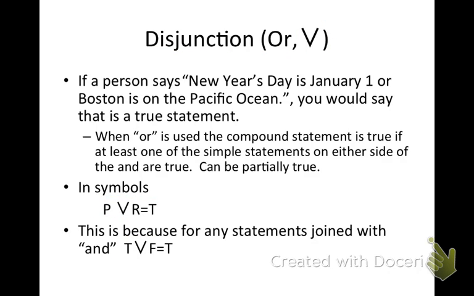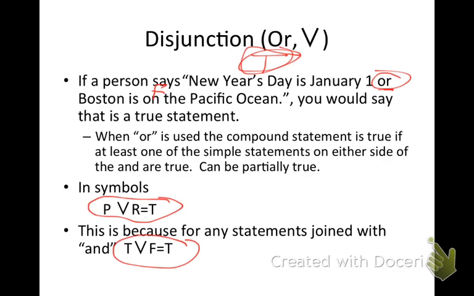Again, with disjunction, let's look at one different statement. New Year's Day is January 1st, or Boston is on the Pacific Ocean. I gave you a choice, one or the other. If one of them is true, then my statement is true. Now, you can say Boston's not on the Pacific Ocean, but you haven't lied because New Year's Day is January 1st. So this one is true, there's my or, but this one is false. But the fact that I have a true on one side of the or means the compound statement will be true. In symbols, here's how we write it, and here's our arithmetic fact. True or false is true.